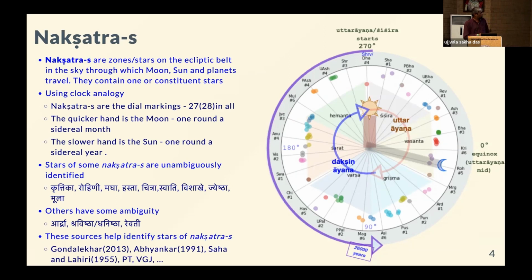So in this picture, you see these are the nakṣatras. So it's the Dhanishta, Shatabhisha, and all those. These are the nakṣatras that are marked here, and these are the constituent tārās in them.